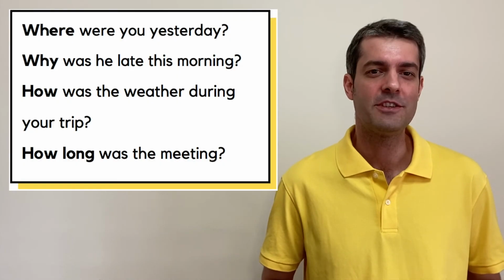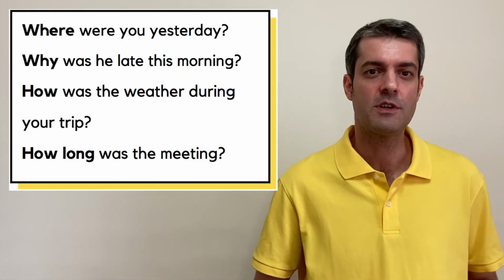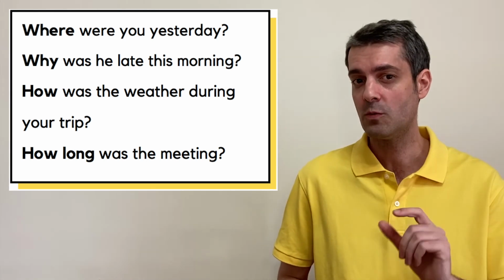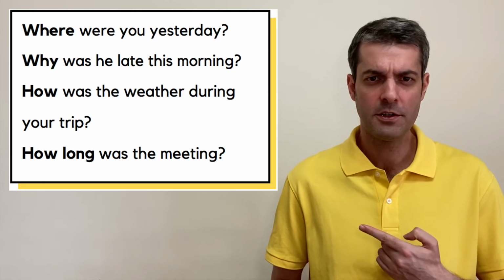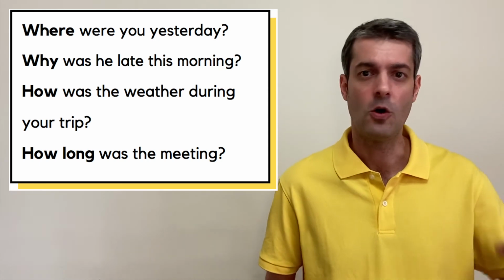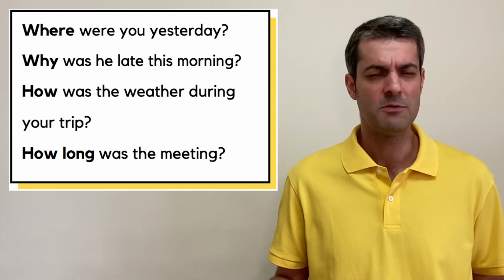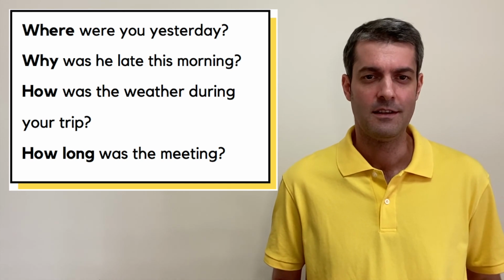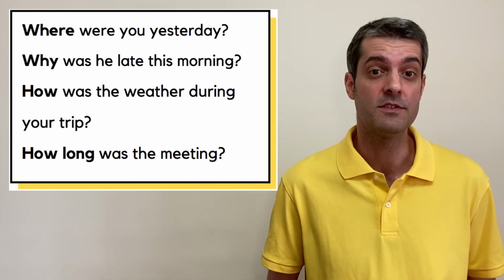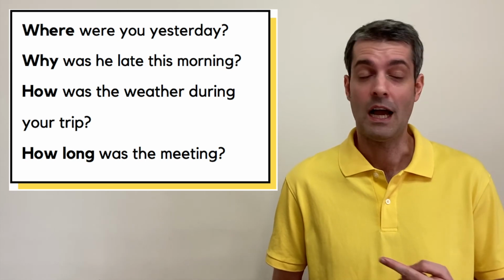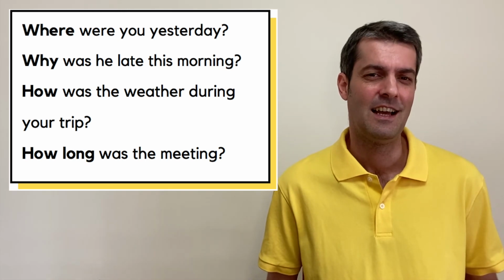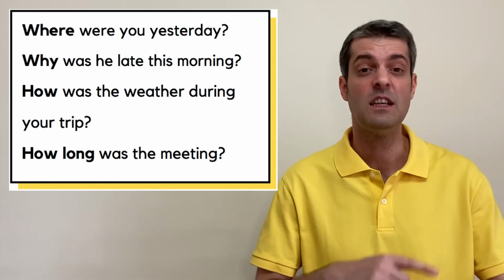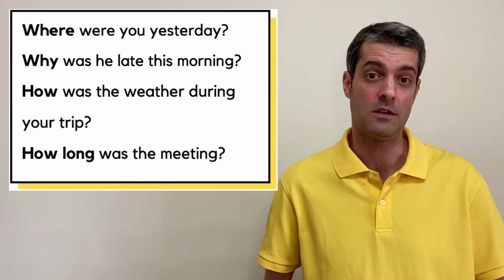To create a WH question, we start with our WH question word, followed by was or were and our subject. Some examples are, where were you yesterday? I was at home sick. Why was he late this morning? He was late this morning because there was a traffic jam. How was the weather during your trip? It was fantastic. How long was the meeting? It was several hours long.